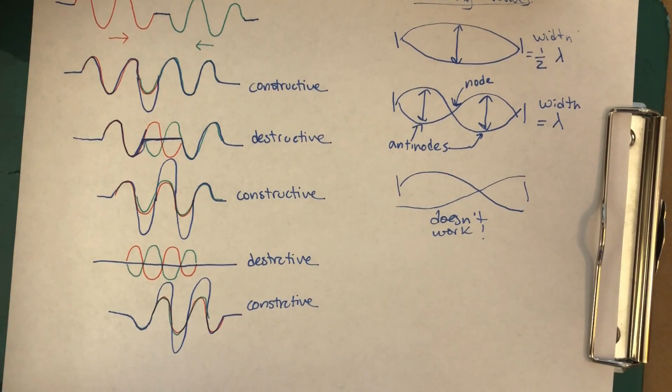When you shake something with just the right frequency, you can get a really strong wave response, and that has to do with the wavelength associated with that frequency compared to the geometry of the object.